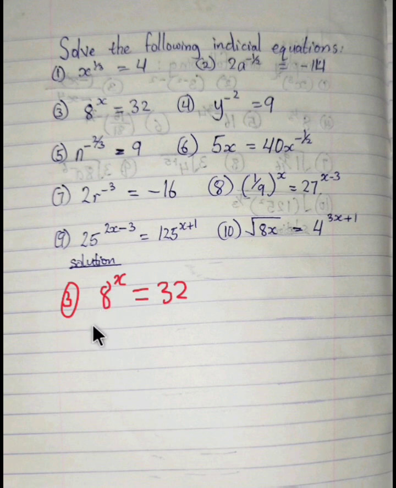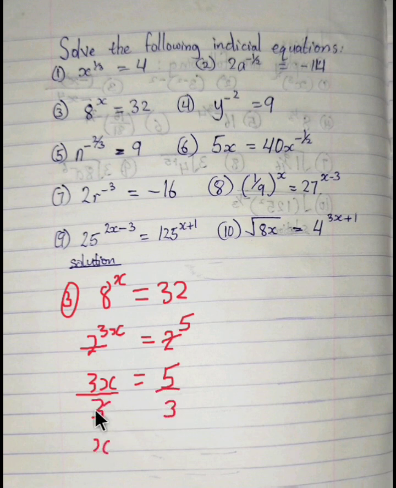Yes, it's possible here. 8 can be expressed as 2 raised to power 3 in index form. So that's going to be 2 raised to power 3x. On the other side, 32 is going to be 2 raised to power 5. Now that the bases are the same, we can easily eliminate them and equate the powers. So we are going to have 3x equals 5. So we have to divide both sides by the coefficient of x, which is 3.